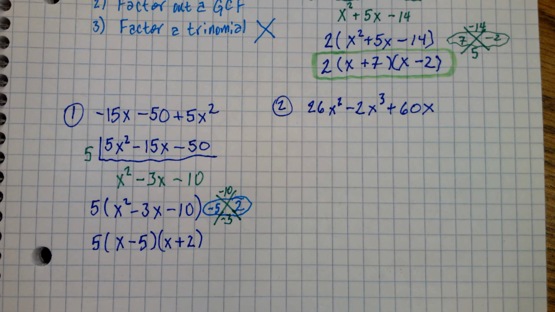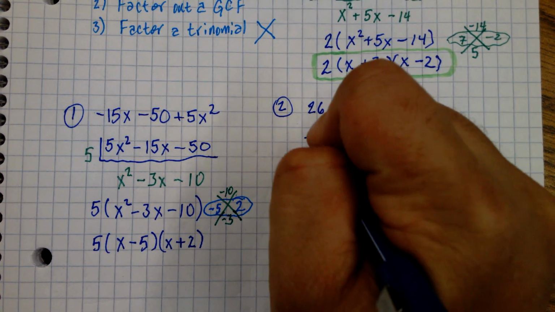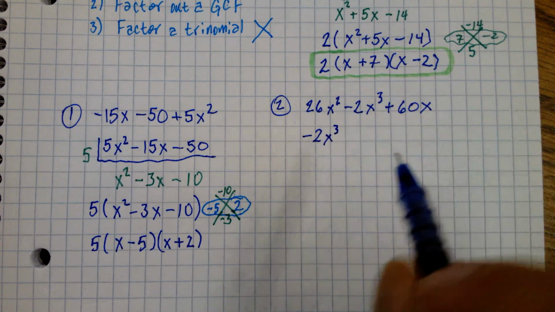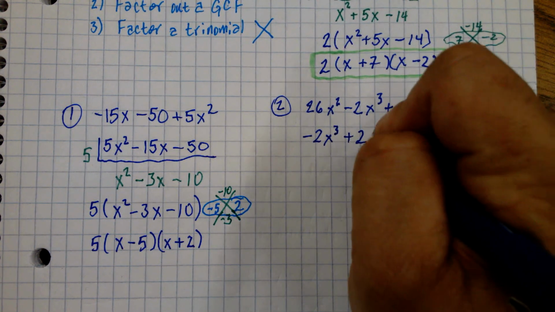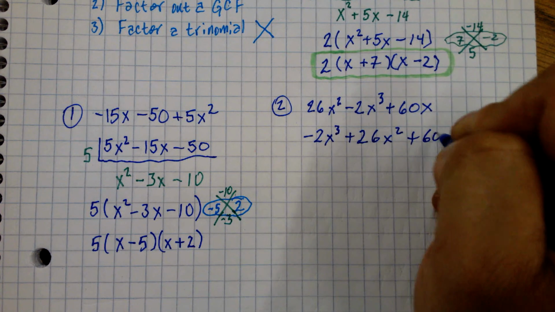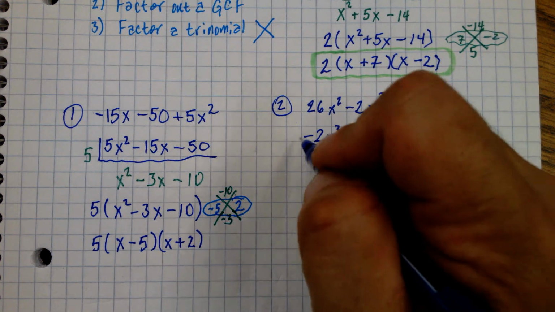It's not in standard form, is it? All right. Yeah, what do we have to put up in the front? Negative 2x cubed. Then positive, so plus 26x squared plus 60x. So now that's in standard form.